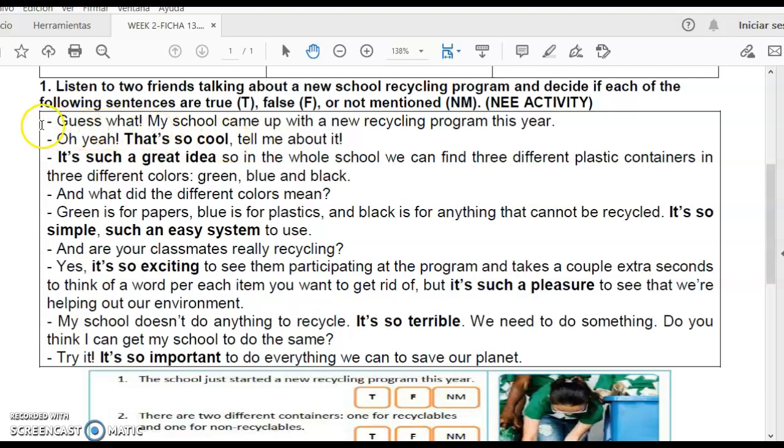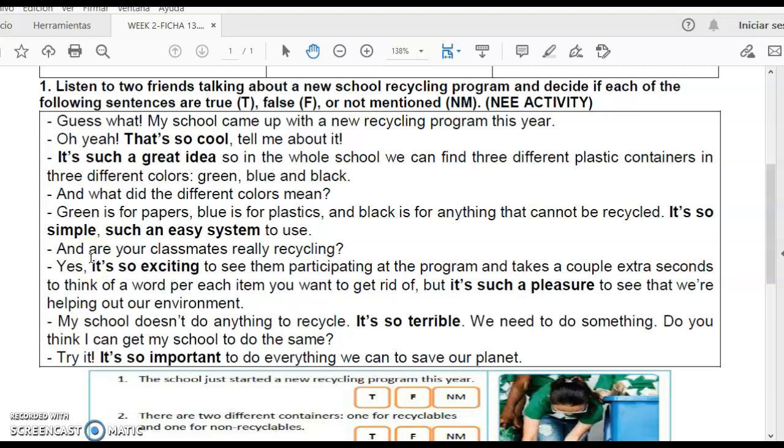Look, pay attention. Guess what? My school came up with a new recycling program this year. Oh yeah, that's cool. Tell me about it. It's such a great idea. So in the whole school, we can find 3 different plastic containers in 3 different colors: green, blue, and black. And what do the different colors mean? So green is for papers, blue is for plastics, and black is for anything that cannot be recycled. It's so simple, such an easy system to use.